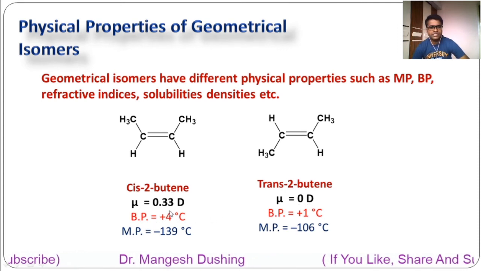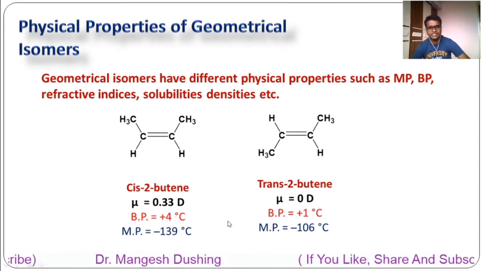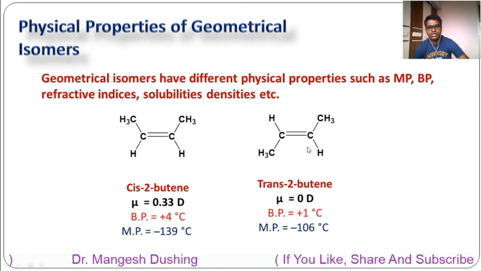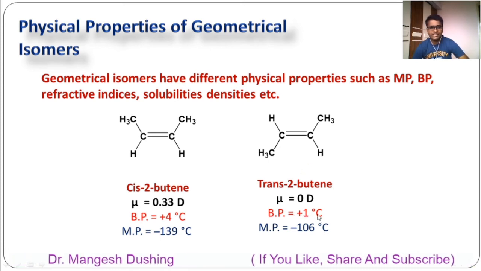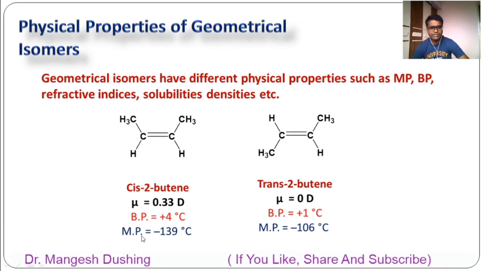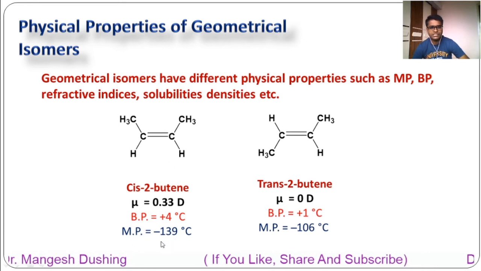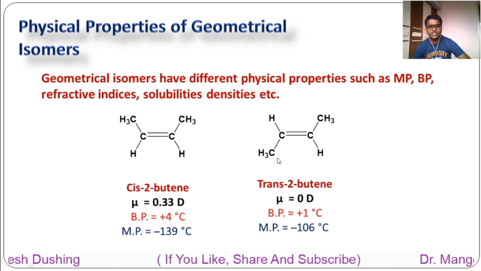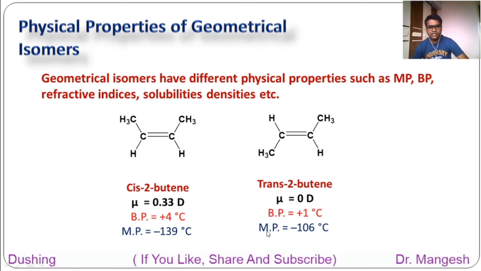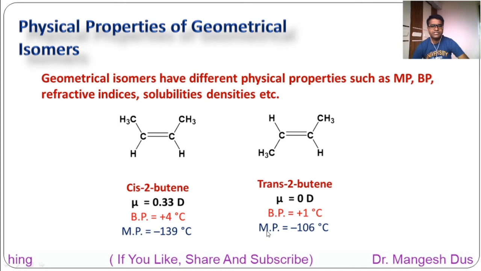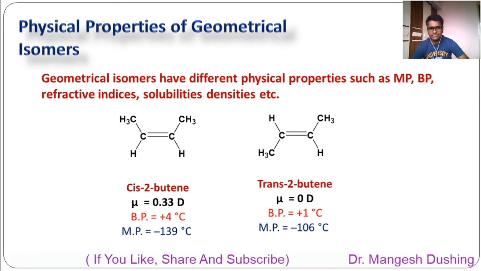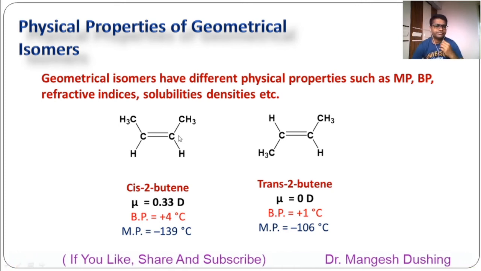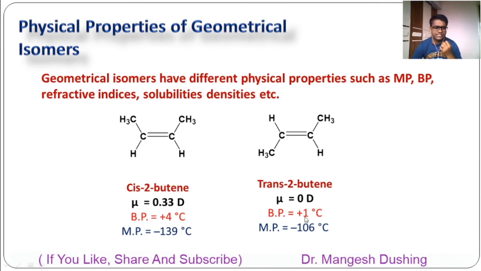Boiling point of this cis compound is plus 4 degrees Celsius, while boiling point of this trans 2-butene is 1 degree Celsius. While melting point of this cis isomer is minus 139 degrees Celsius, while melting point of this trans 2-butene is minus 106 degrees Celsius. Friends, why is there this difference?